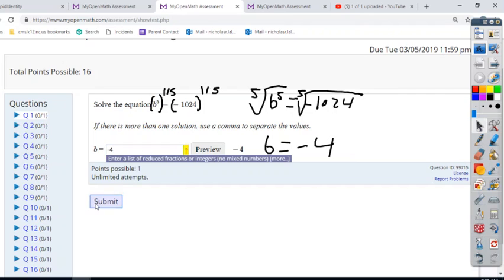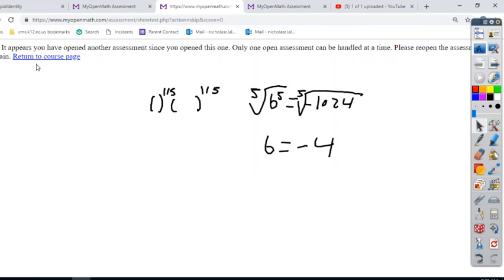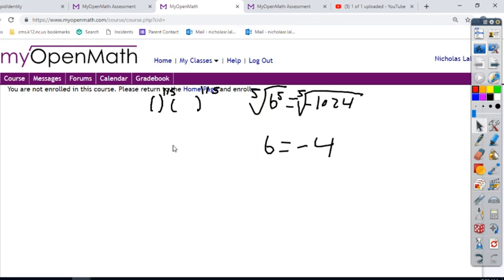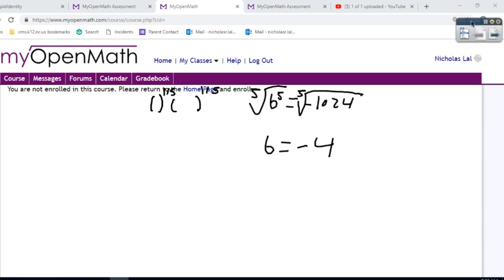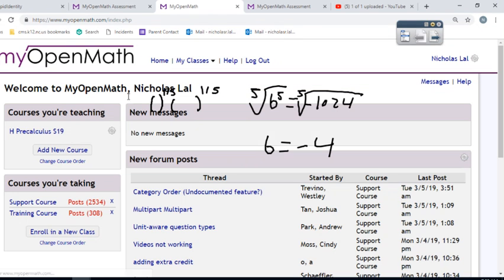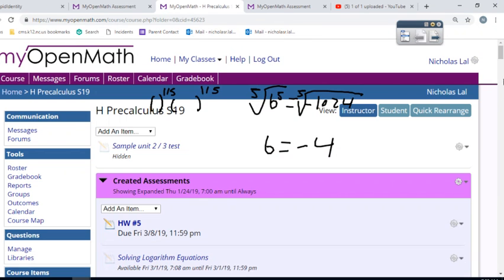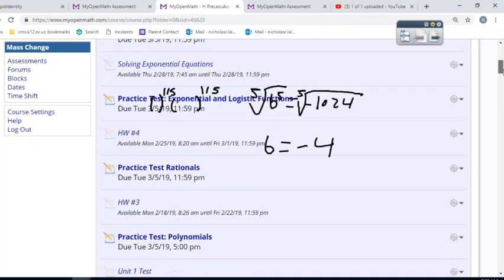Let's hit submit. Oh, and it appears that we have locked out of the course page. Alright, I'll go back to the test directly.